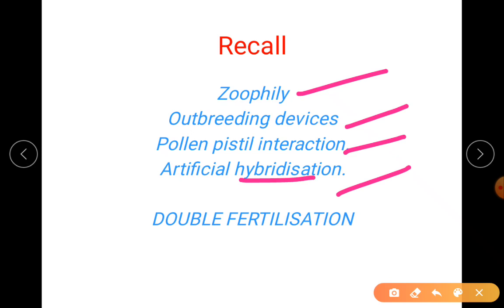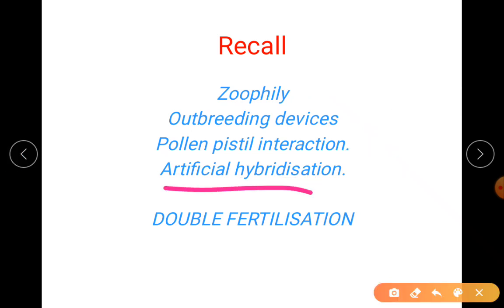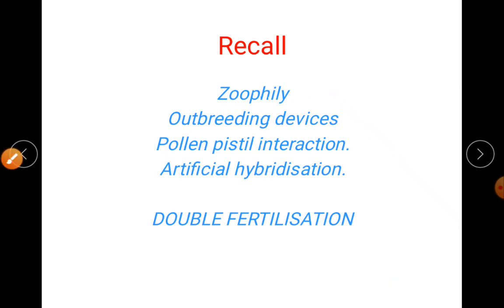Then artificial hybridization, which is man-made. You can select desirable characters, cross pollinate, and that's how you get your hybrids. So it's all clear with the two techniques called emasculation and bagging.